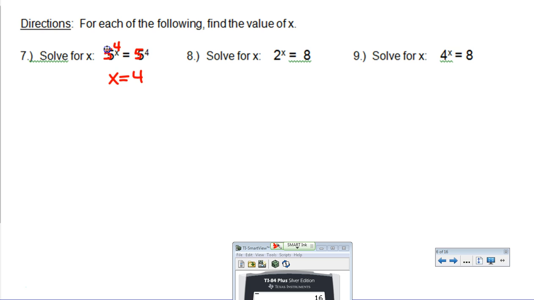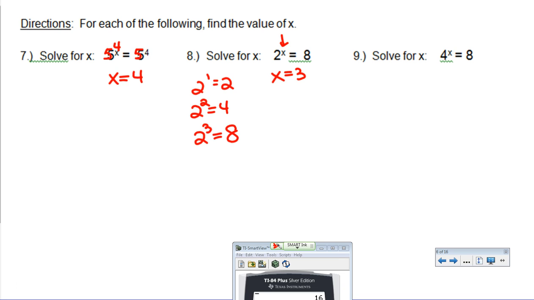Now, sometimes they might be easy. For instance, problem number 8, what number can I make a 2 be raised to? So 2 to what power will make an 8? Now, I could guess. 2 to the 1 is 2. 2 to the 2 is 4. 2 to the 3 is 2 times 2 times 2, which is 8. So there's my answer. They're not always going to be this easy, though.